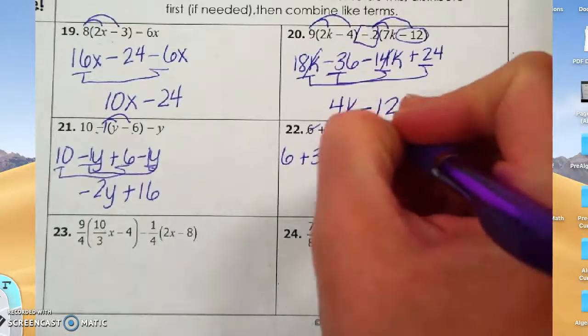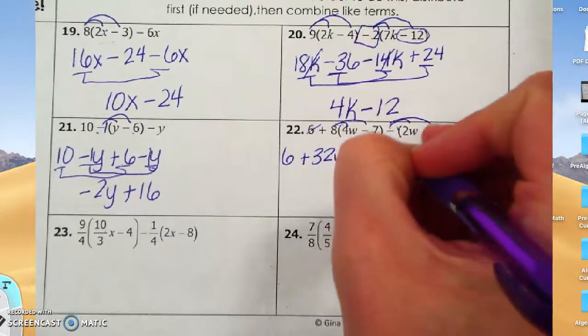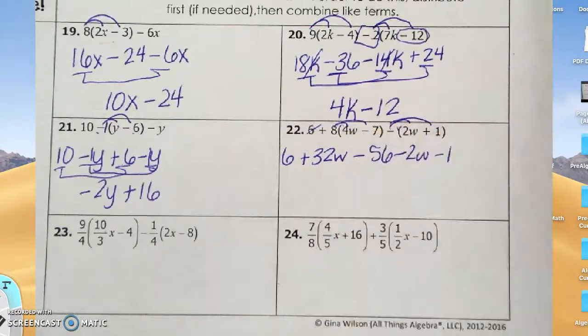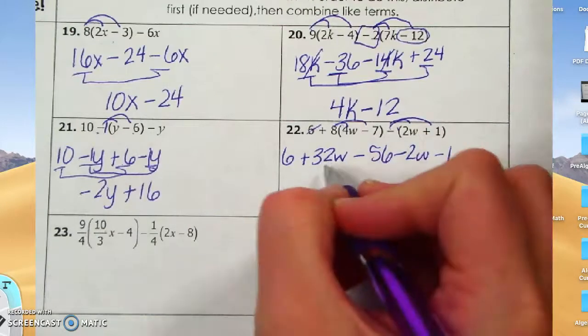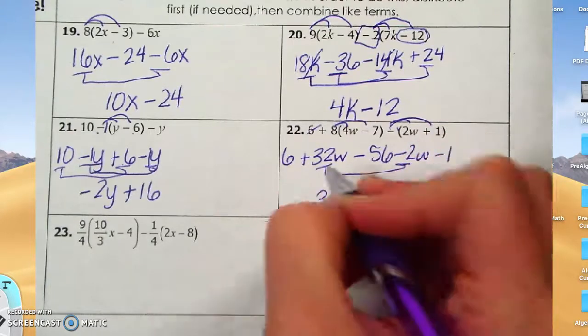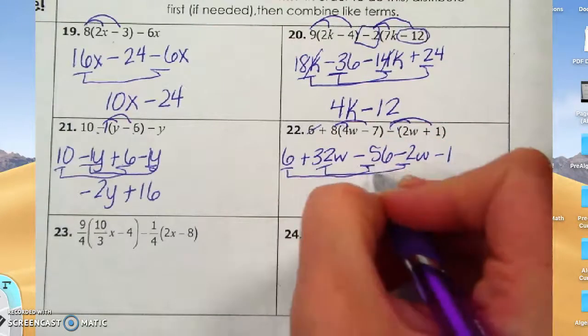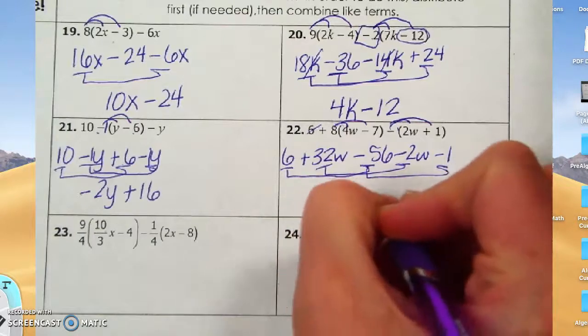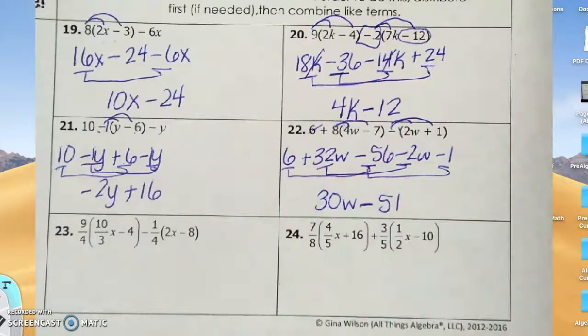Here we're distributing a negative or a negative 1, so minus 2w minus 1. 32 minus 2w is 30w. 6 minus 56 minus 1 will give us negative 51. So 30w minus 51.